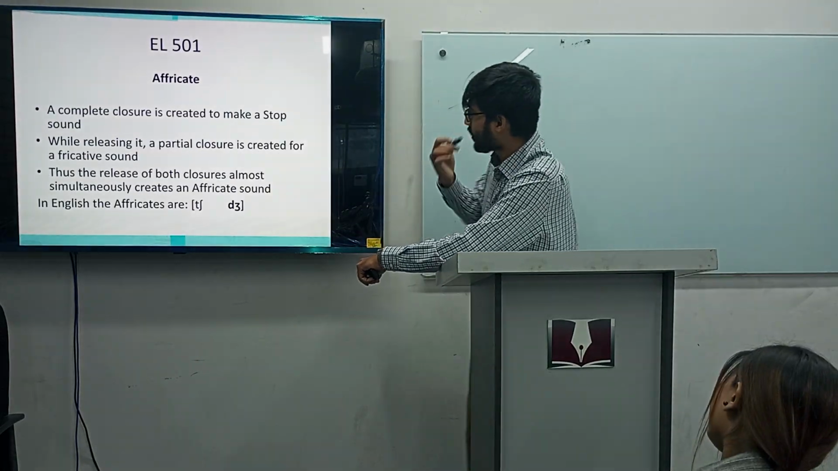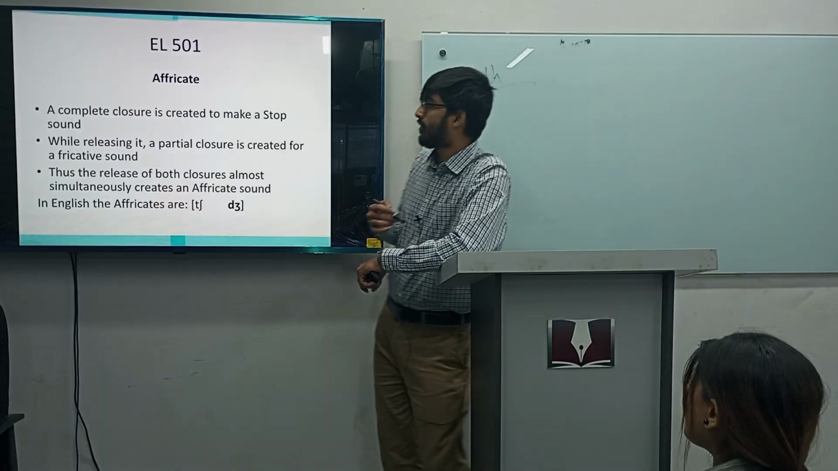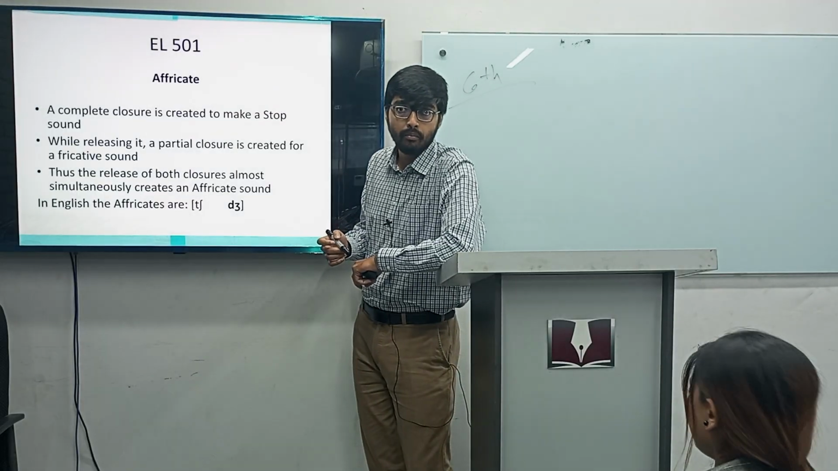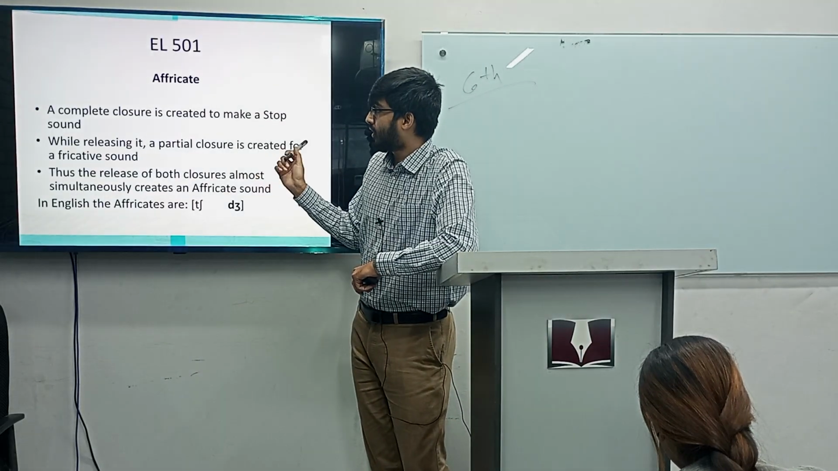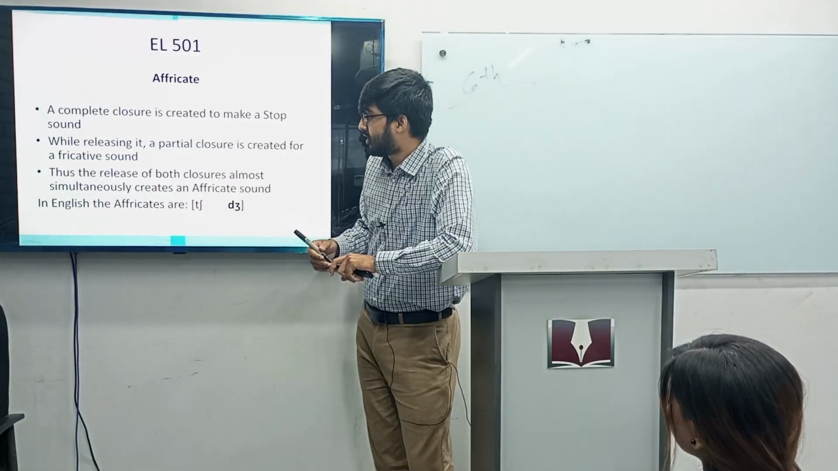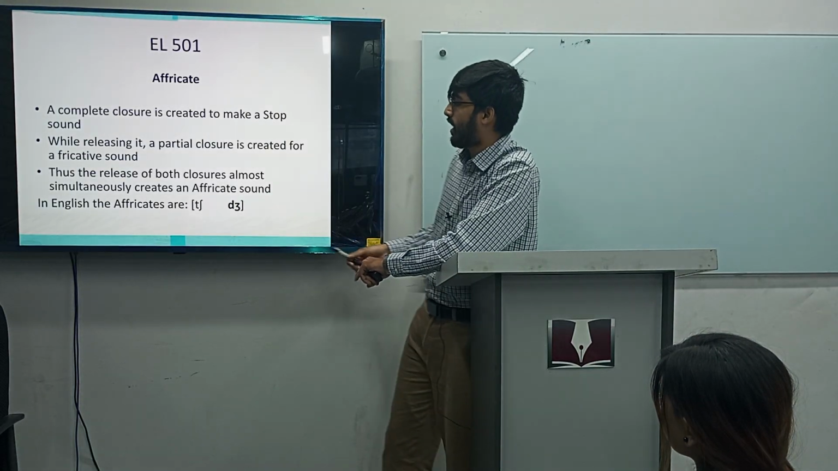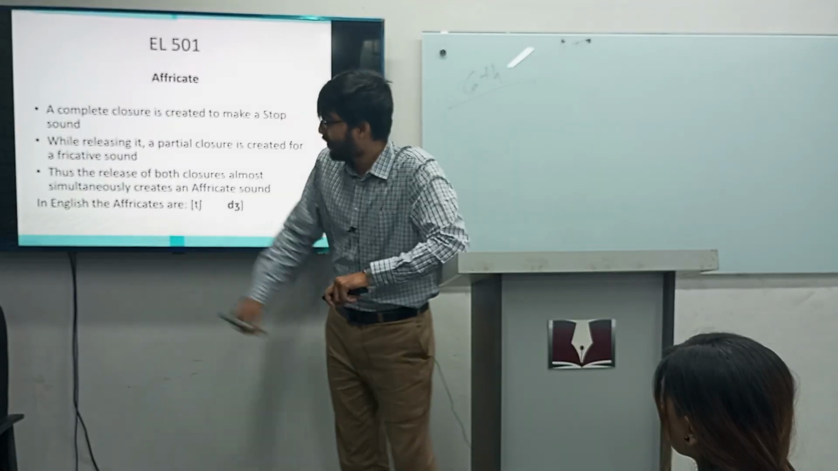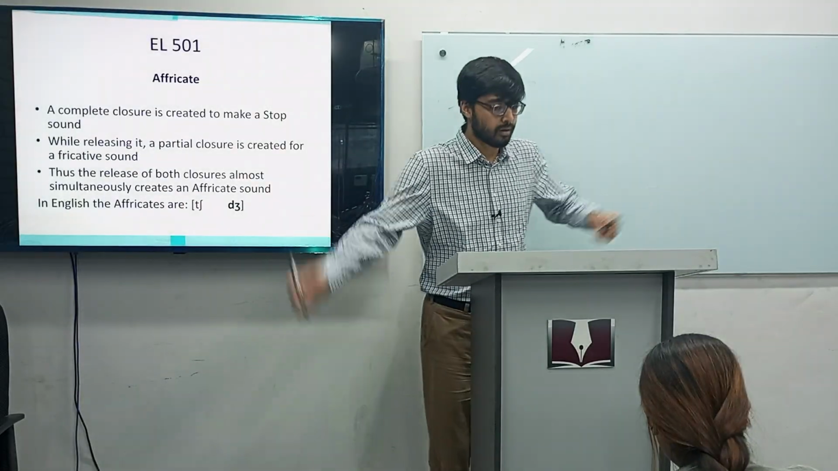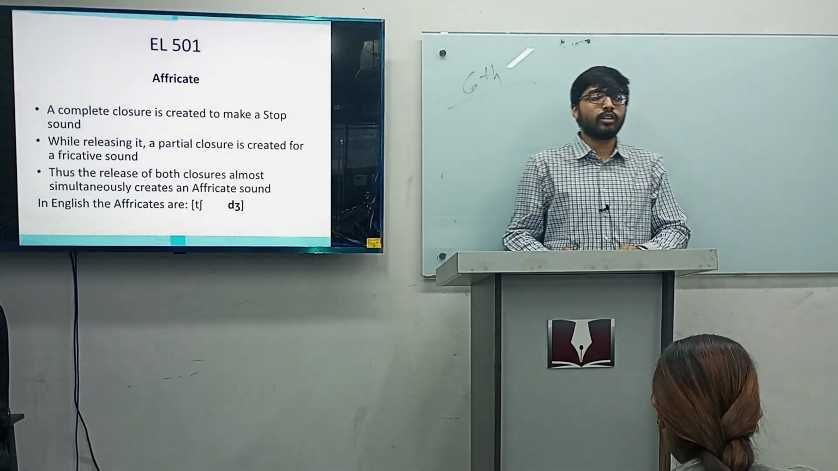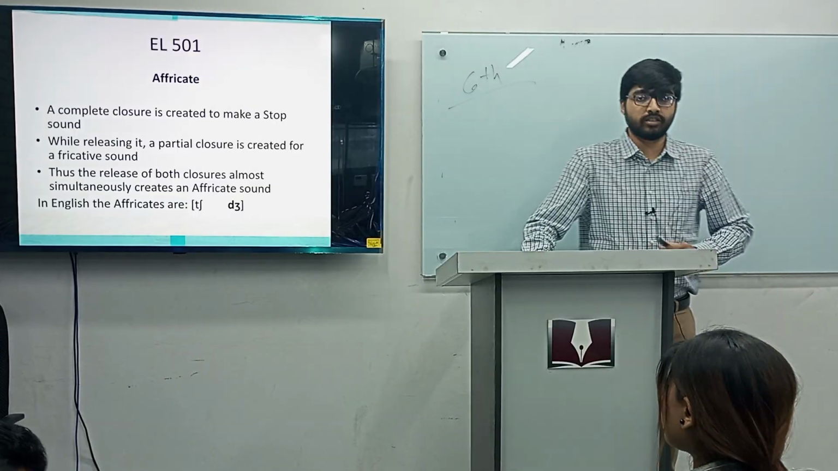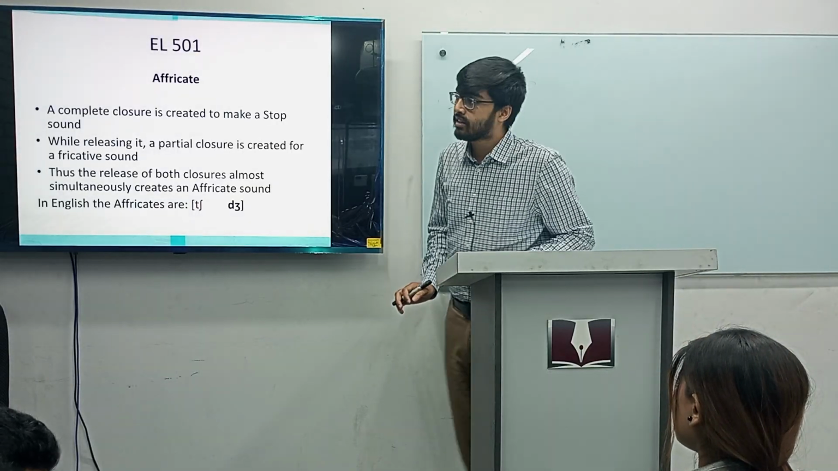Affricate sounds: a complete closure to make a stop sound, while releasing it, a partial closure, everyone. Partial closure is created for an affricate sound. Thus, the release of both closures almost simultaneously creates an affricate sound in English. The affricates are 2. Come on, write it down. There are 2 affricate sounds. One of them is voiced. Another one is voiceless.